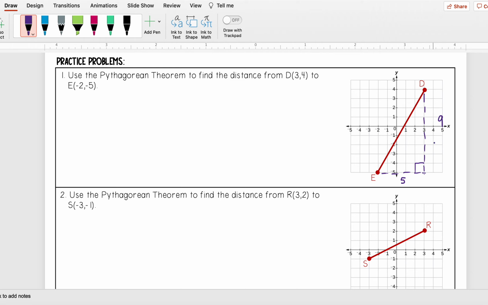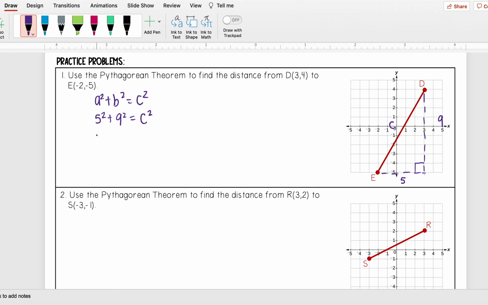And so I have my legs, because remember the legs are the sides that are connected to this right angle, and I want to find my hypotenuse, which is just going to be labeled as C. So I can use my Pythagorean theorem: a squared plus b squared is equal to c squared. A or B, these can be either or. I'm just going to do the smaller one as my A, so that means this becomes 5 squared plus 9 squared is equal to c squared, where c is just the length of my hypotenuse.